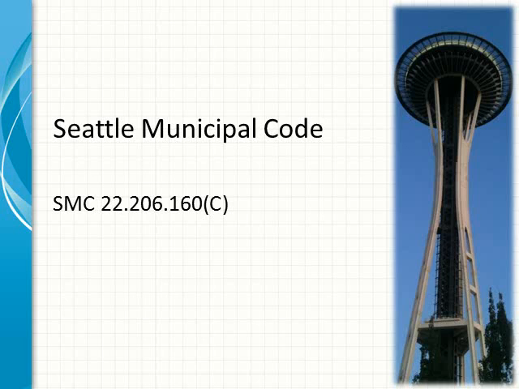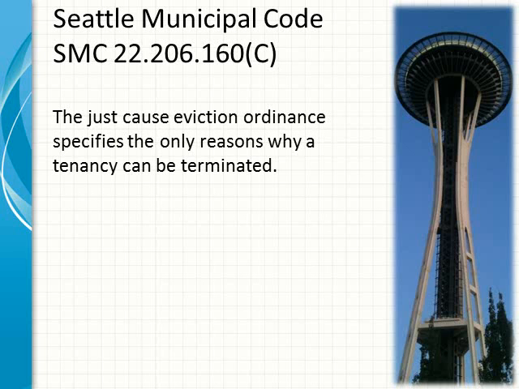First, for Seattle only, there is the Just Cause Eviction Ordinance. The Seattle Just Cause Eviction Ordinance specifies the only reasons a tenancy can be terminated. It also requires the landlord to disclose the reasons for terminating the tenancy. The next few slides will show all of the reasons a tenancy can be terminated. However, we will only discuss the important reasons.